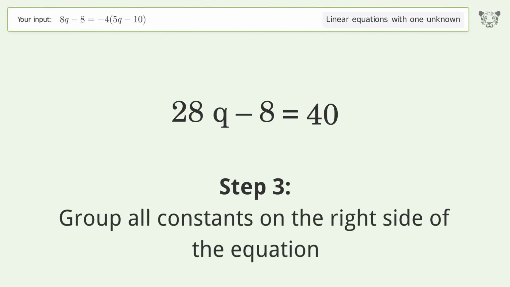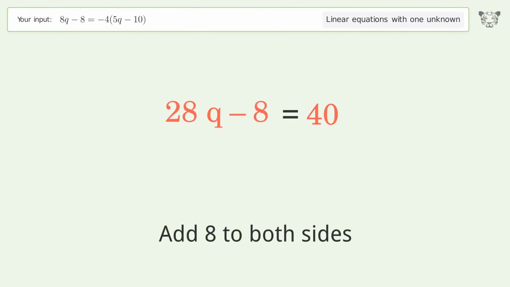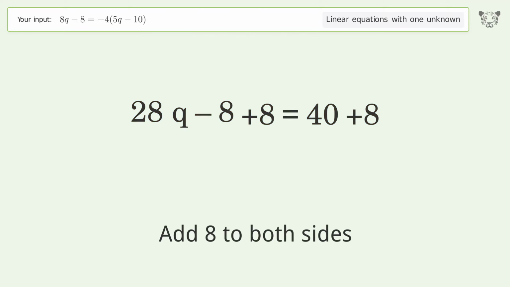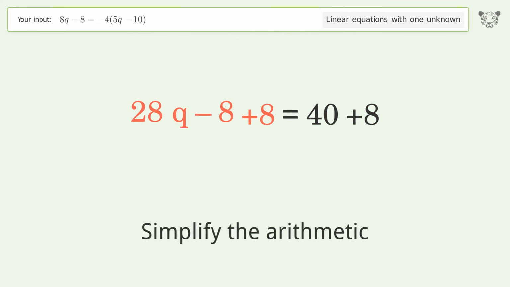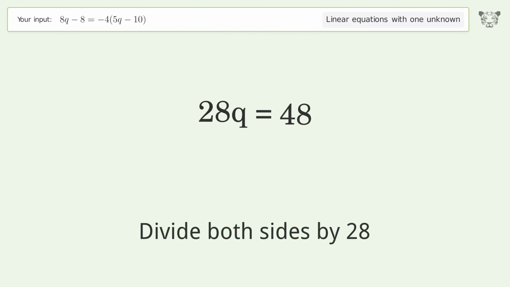Group all constants on the right side of the equation. Add 8 to both sides. Simplify the arithmetic. Isolate the q. Divide both sides by 28.